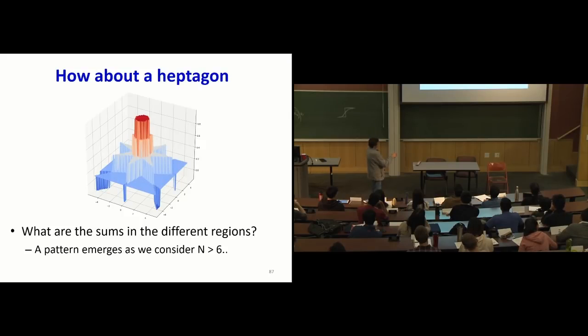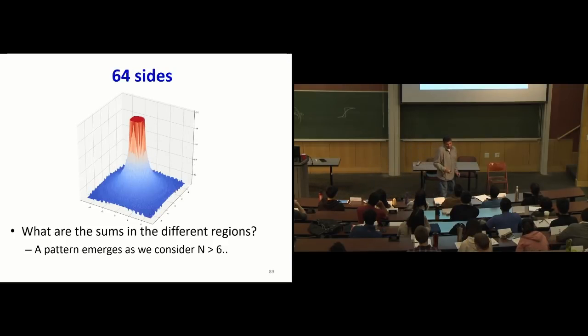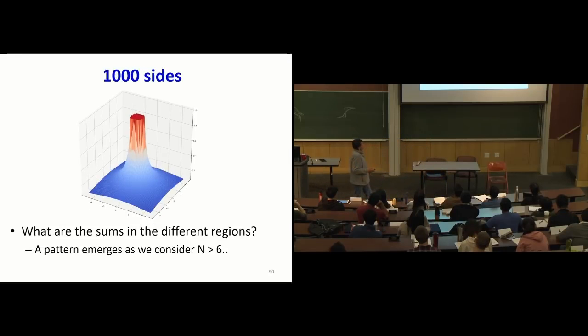The 6 region is finite, the 5 region is finite, the 4 and 3 are now spanning infinity, right? If I go up to 16 sides, you will find that only 8 and 9 are infinite, everything else is finite. If I go up to 64 sides, you see what is happening to the shape. So 1,000 sides, right?